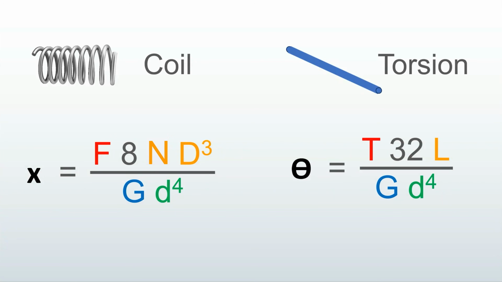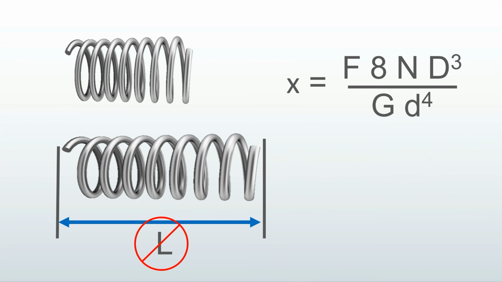You can see that both equations have the same variables. The 8 and the 32 are simply algebraic resultants that rectify the geometry of a round wire. You will notice that the overall length of the spring is not a variable. That's because it doesn't matter.